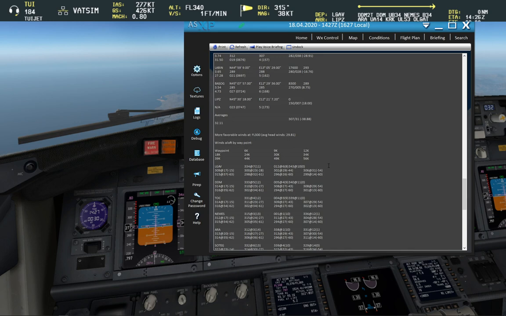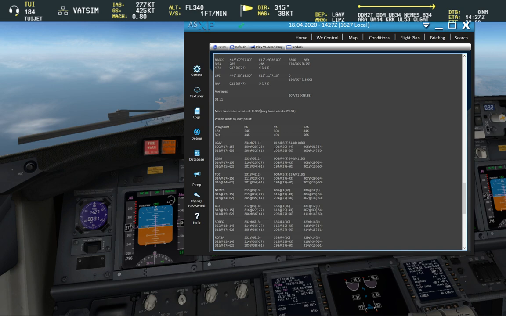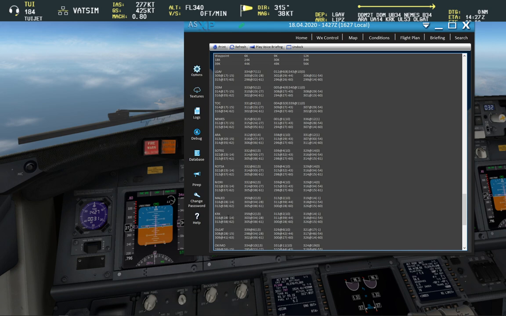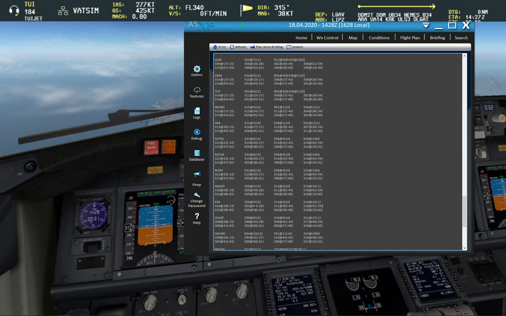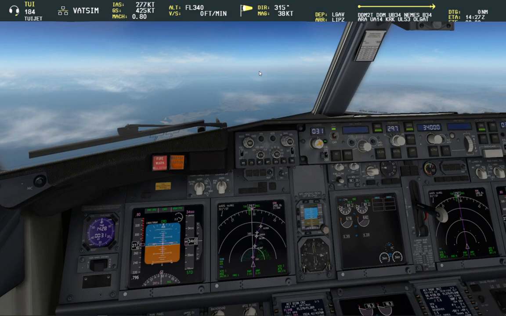More favorable winds at level 300, so going lower would be even better, let's say 34, 39. We are now here, Sotek, Kerkira, so 14 knots, oh, the wind is the same. It's just getting colder, so slower, so we don't do that now. Nope, we stay here. We are at a faster level here.